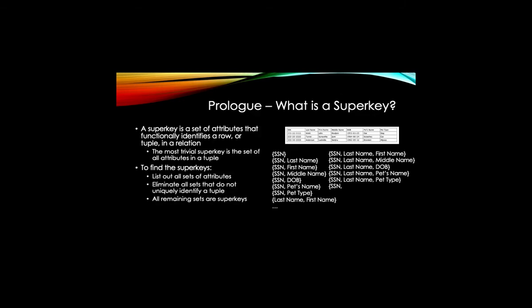So a couple of bits of prologue we need to go over up front. Everything in the language of describing data normalization is written around a few things. One of them is called a super key. Well, what the hell is a super key? That sounds like a made up word, and it is a made up word.